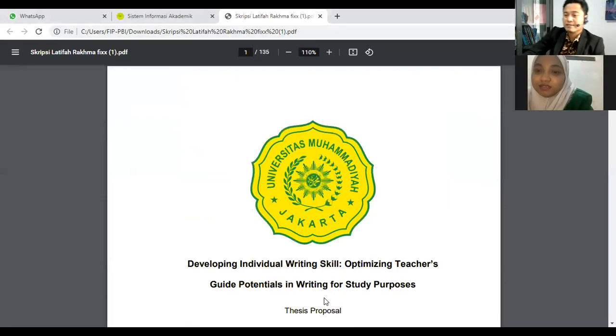Developing individual writing skill, optimizing teachers' guide potential in writing for study purposes. If I read from your title and based on your explanations and findings, Latifa, it seems like you are focusing only on the teacher's guide potentials. But you're missing the writing skill. The teacher's guide should be relevant and connected with the writing skill, since that was the skill chosen for this research. Okay?